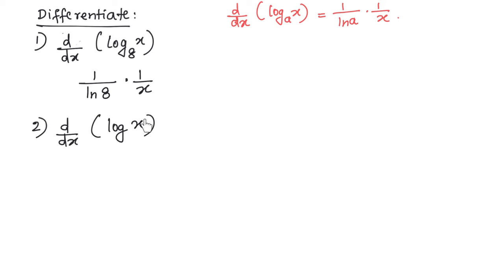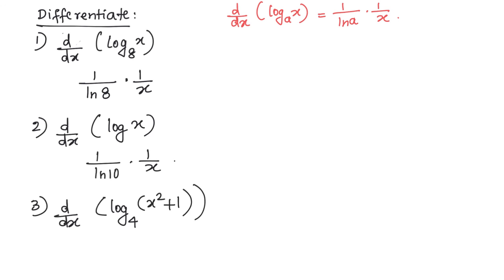If it is just log x, there is no base written here, right? That means that is the common log. That means the base is 10. So it will be 1 over ln of 10 times 1 over x.